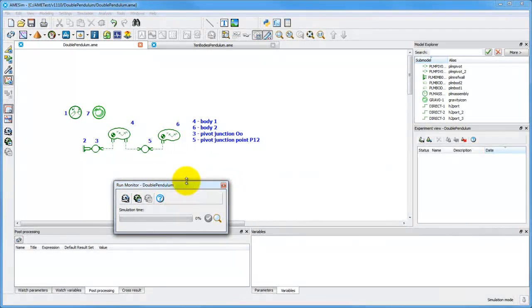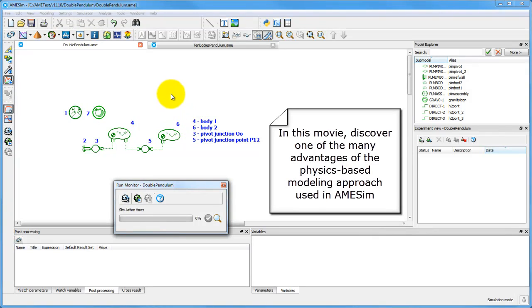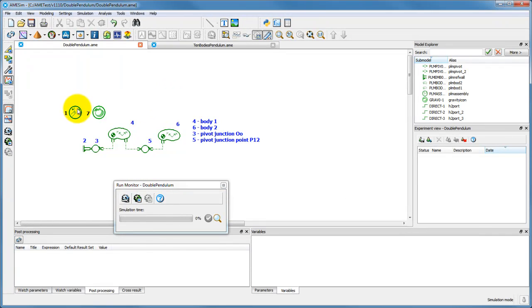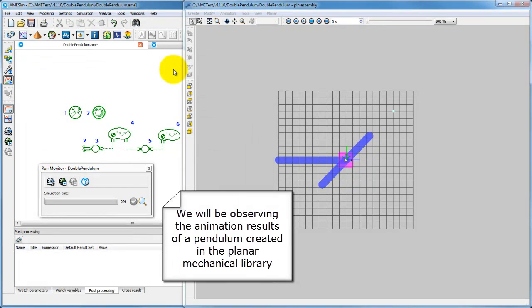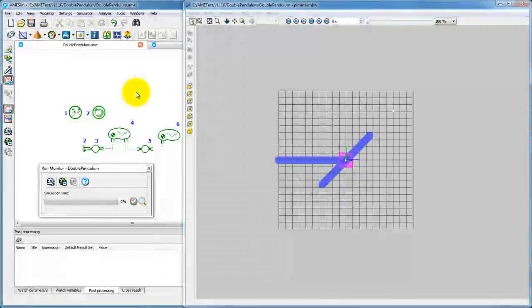Physics-based modeling, as implemented in Amesim, has many advantages. In this movie, we will be exploring just one of them. The planar mechanical library allows users to simulate systems incorporating multiple degrees of freedom, involving planar motion. The first system we're looking at is extremely simple.